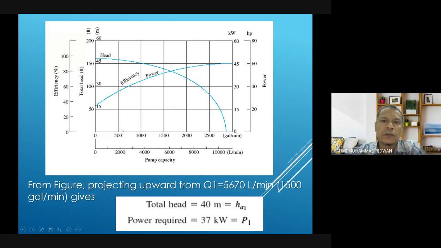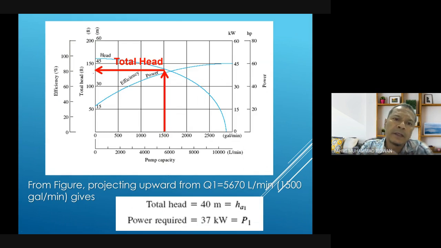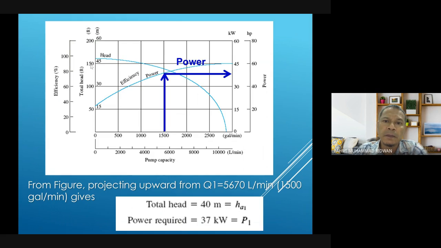Okay, so this is an example. Let's say we have a pump of 1,500 gallons per minute. We get the total head here, around 137. And then for the pump with 1,500 gallons per minute of capacity, we can determine the power here, around 37 kilowatts.